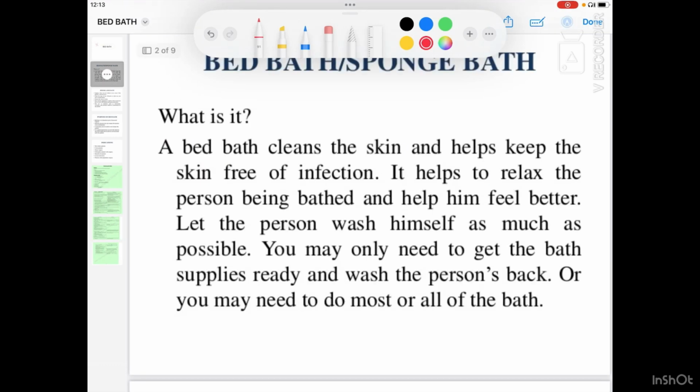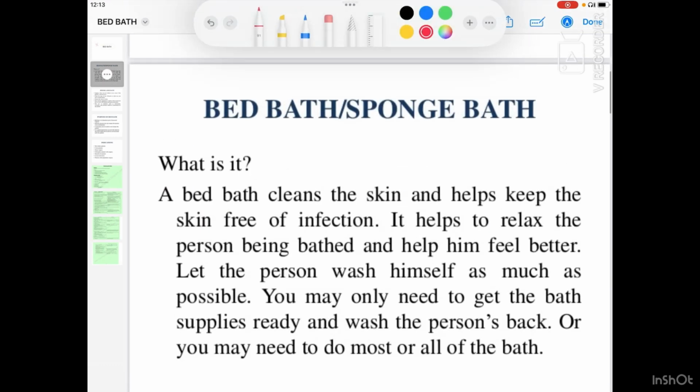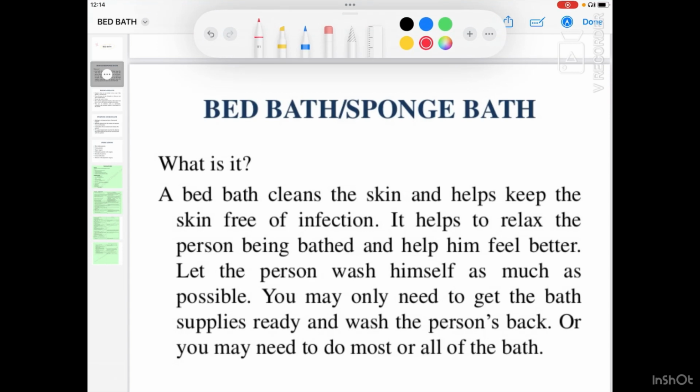So here, look at this one. What is bed bath and sponge bath? We can say the bed bath or else we can say the sponge bath. If the question is asking what is sponge bath, don't forget to answer that it is the bed bath. So what is the bed bath? Have you heard about that?